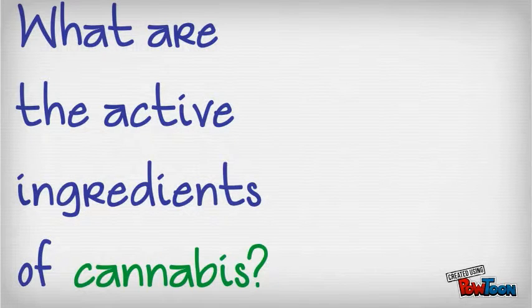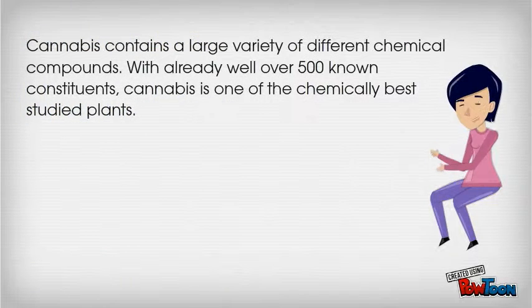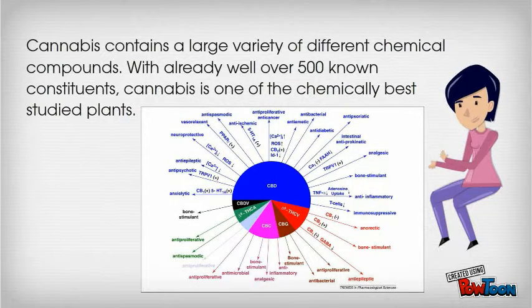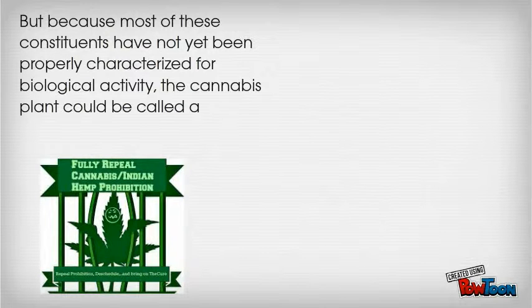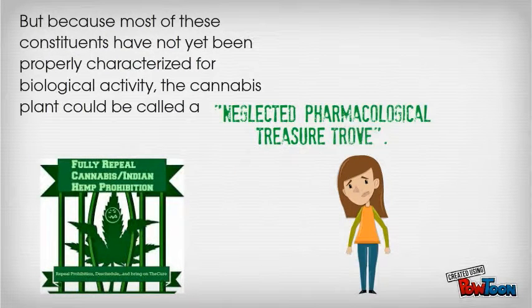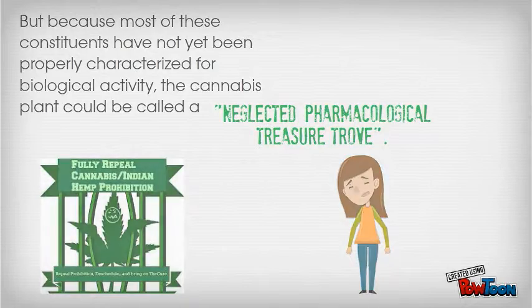What are the active ingredients of cannabis? Cannabis contains a large variety of different chemical compounds. With already well over 500 known constituents, cannabis is one of the chemically best studied plants. But because most of these constituents have not yet been properly characterized for biological activity, the cannabis plant could be called a neglected pharmacological treasure trove.